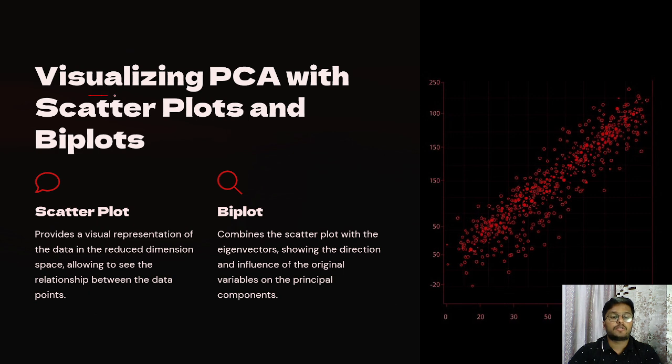The second one is visualizing PCA with scatter plots and biplots. Scatter plots provide a visual representation of the data in a reduced dimension space, allowing us to see relationships between the data points. The second one is the biplot. It combines the scatter plot with the eigenvectors, showing the direction and influence of the original variables on the principal components.